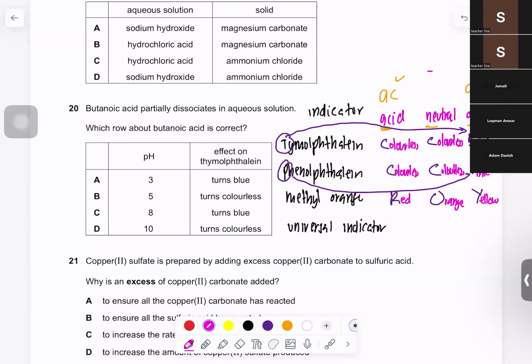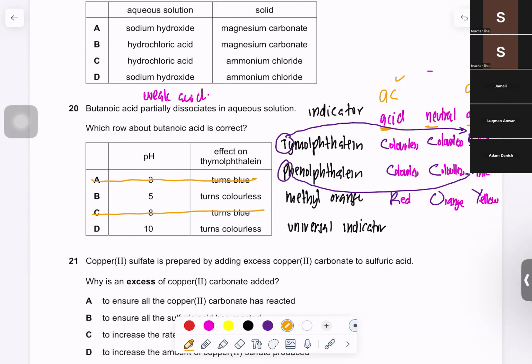Okay, so now butanoic acid tau. Dia dah beritahu partially dissociate. So maksudnya this one is a weak acid. So weak acid. So kalau thymophthalate acid, the acid, thymophthalate acid is colorless tau. So dia turn colorless. So I cancel. Sebab blue is a alkaline. Sebab dia kata butanoic acid tak buat reaction right? So dia kata butanoic acid partially dissociate in aqueous solution. So which row about the butanoic acid is correct?